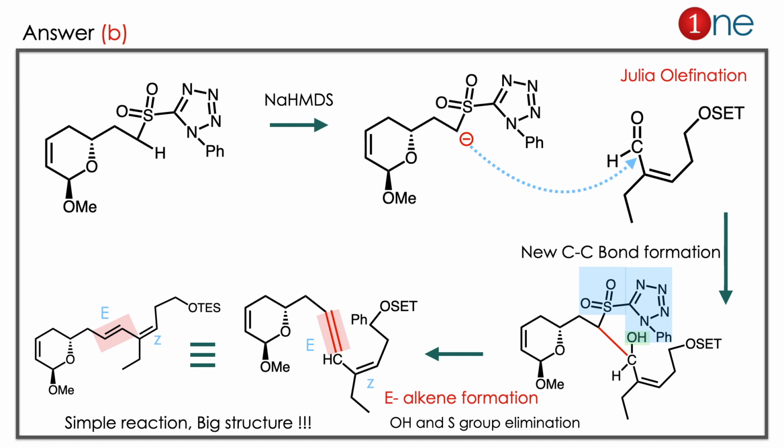Here you have to learn two important things. One is Julia elimination. In Julia elimination, you have to guess what the starting material is, which is a sulfone compound, and it always ends with the E configuration. It's a very important thing. It is a simple reaction. They threaten you with a big structure.